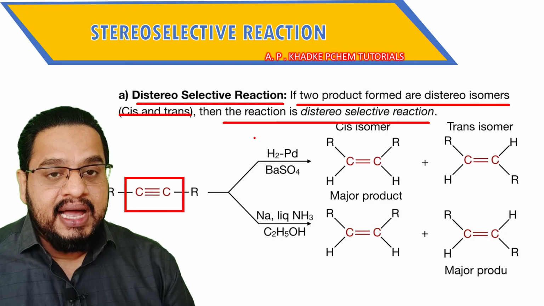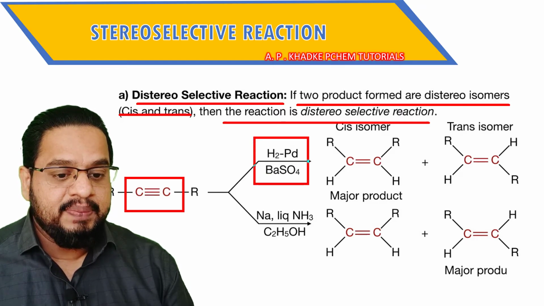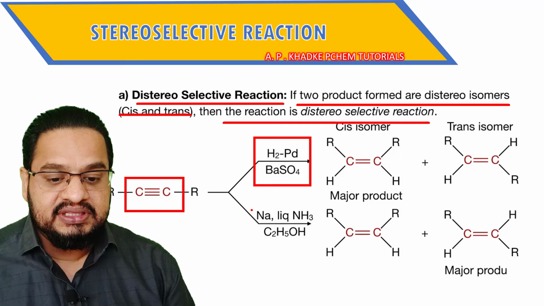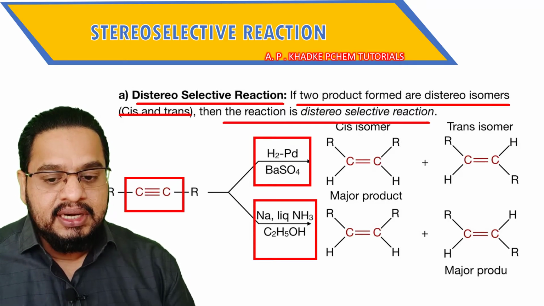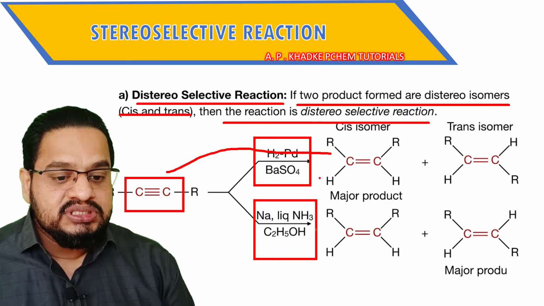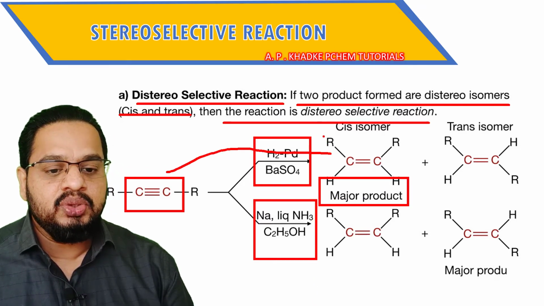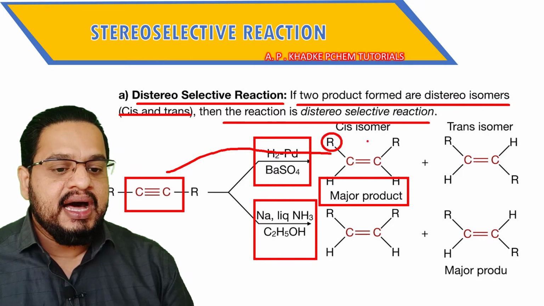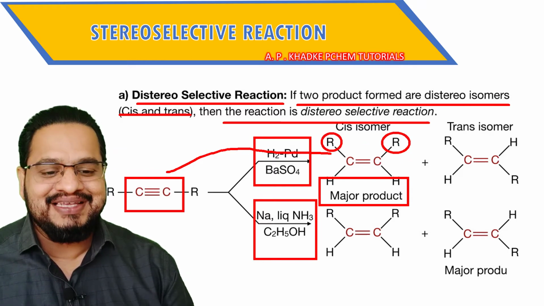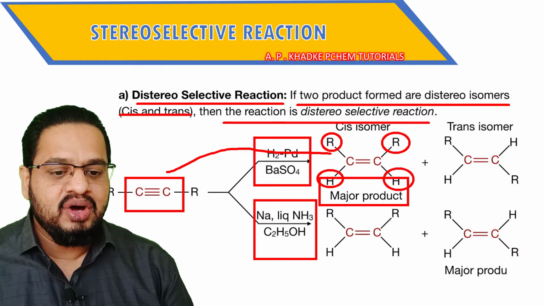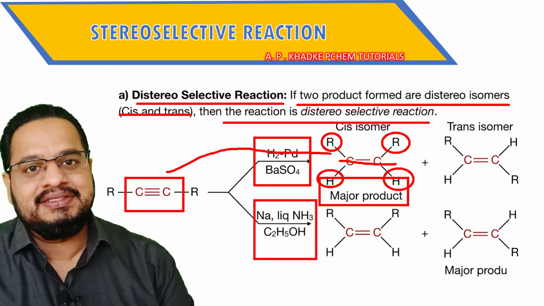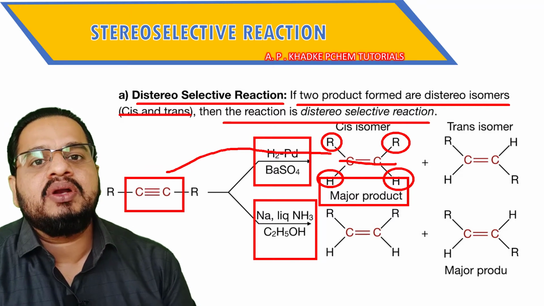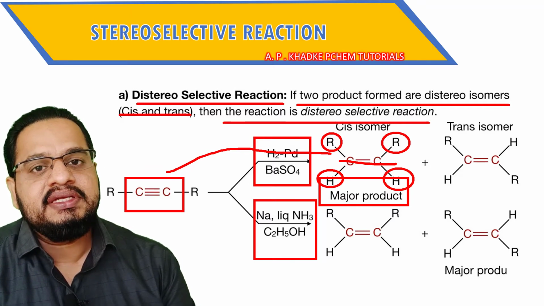Understand. And see which reagents you are using. If you use a difference in the reagent, what happens in the first case? The cis isomer, you know that in a cis isomer both the H are on the same side of the plane, of this C double bond C plane. Understand? So this we call a cis isomer where both the priority atoms are on the same side.